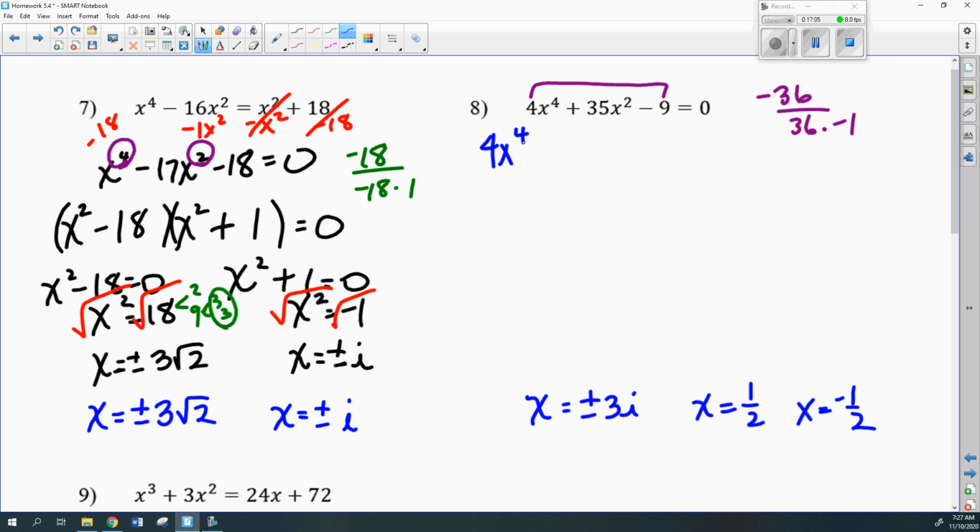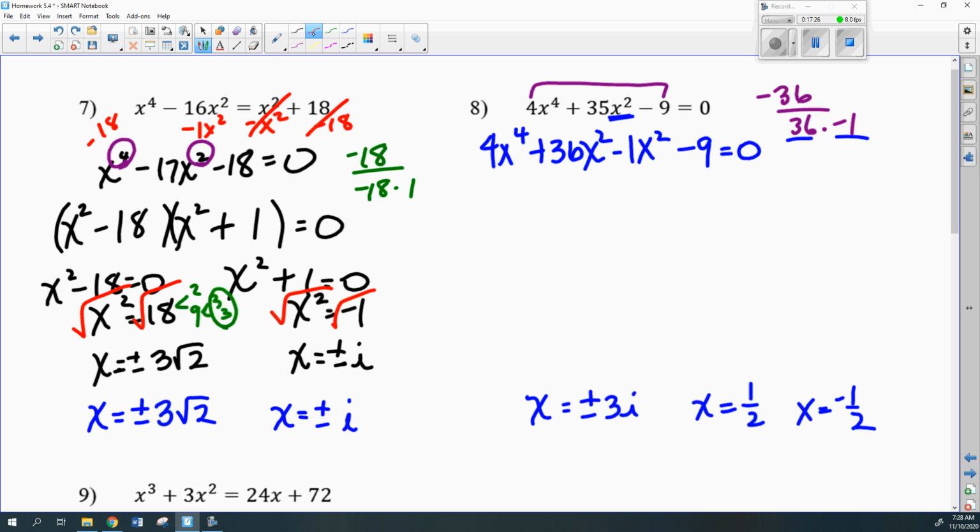So remember, that means you keep the first and the last terms the same, but the middle turns into your 2 over here. So I need a positive 36. We have to put an x squared with it so it matches the x squared in the middle, and then a minus 1x squared. Remember, you could switch up the order if you wanted to, but we should end up with the same stuff at the end.